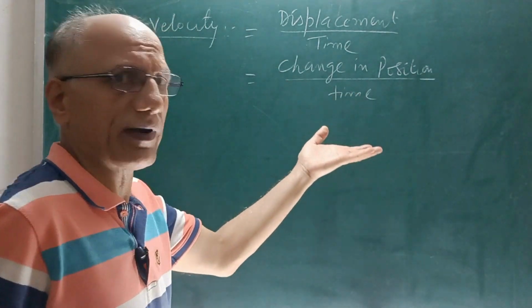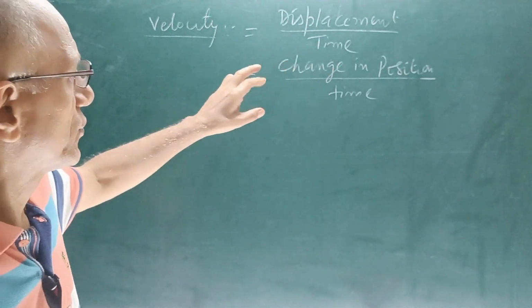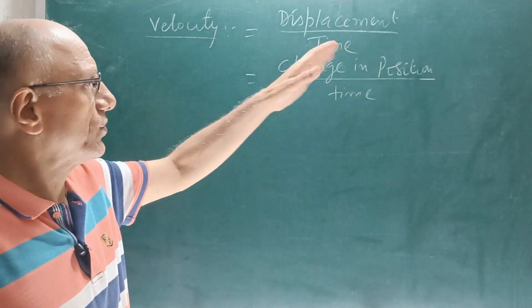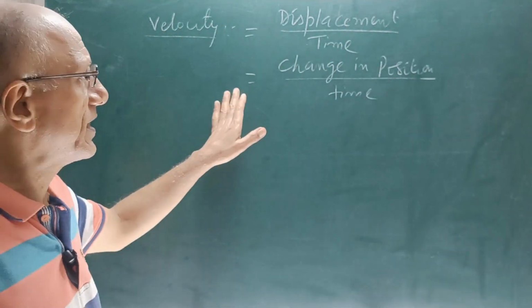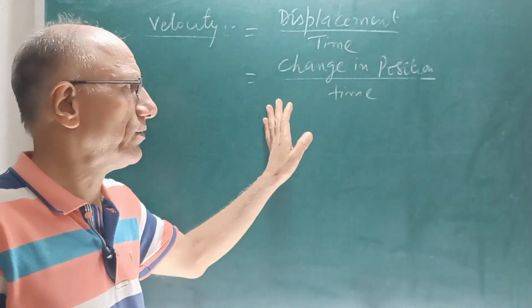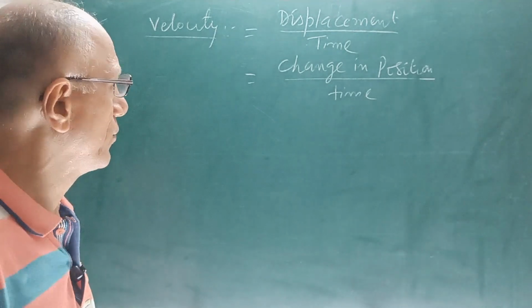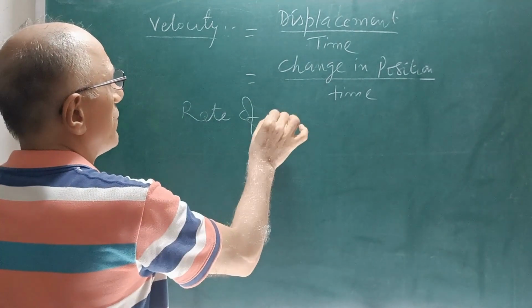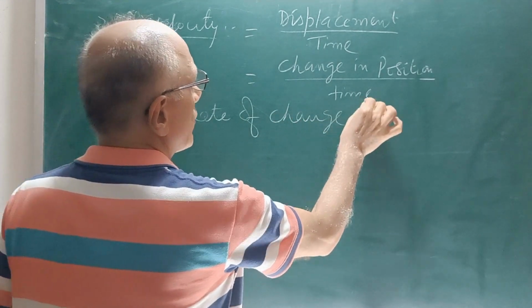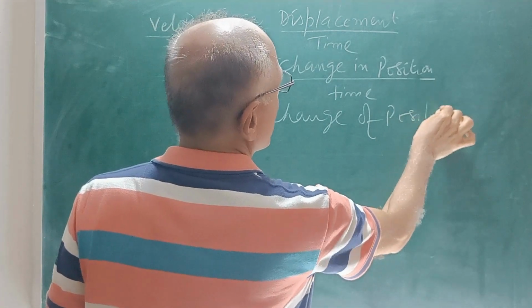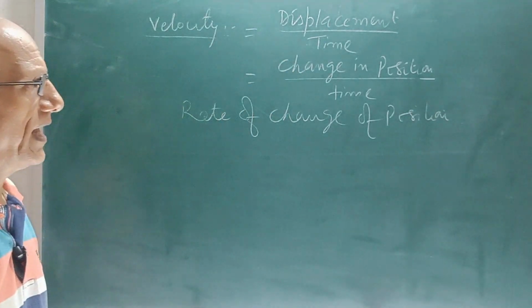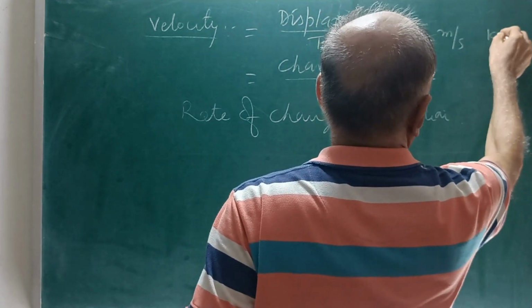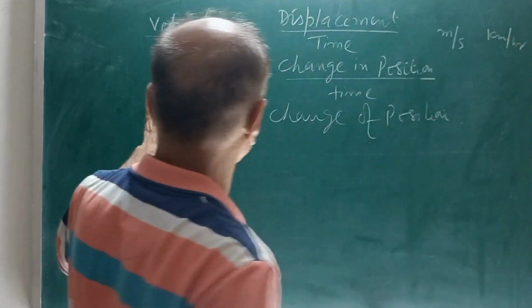When you divide something by time, it gives you the rate. So now you can define it. It's the rate of what? Change in position. So velocity may be defined as the rate of change of position of a body. So simple. And its unit is again meter per second, or you can say kilometer per hour.